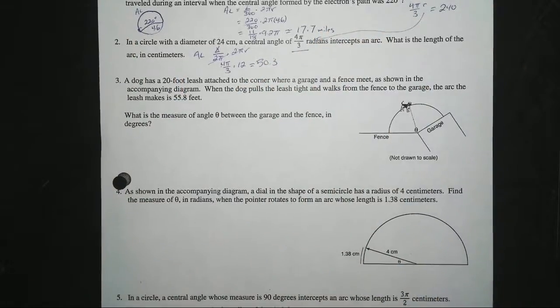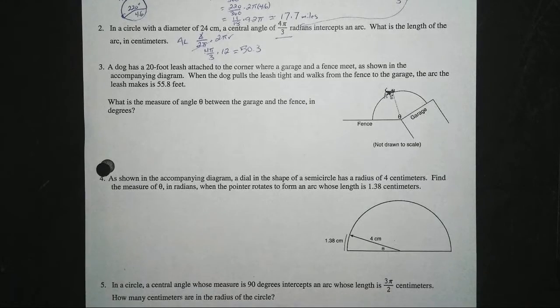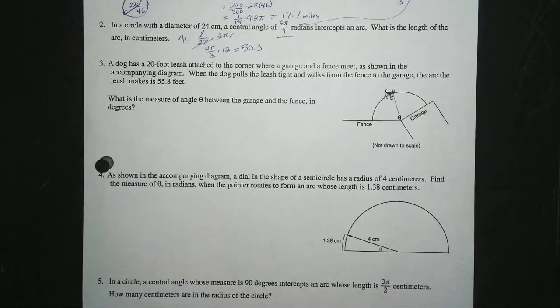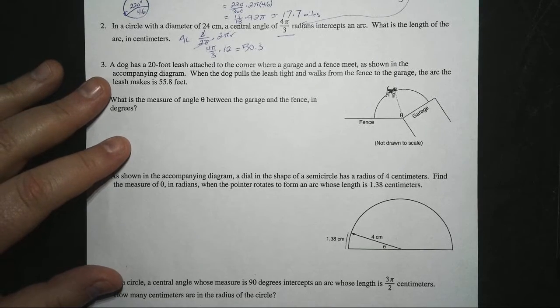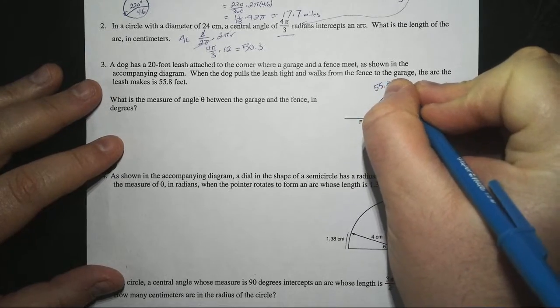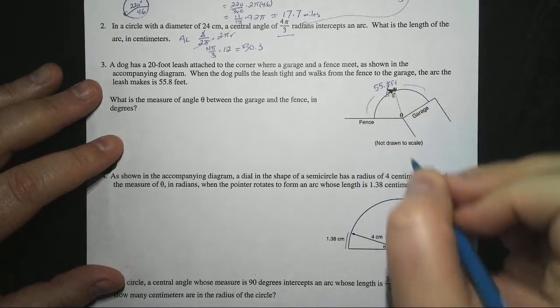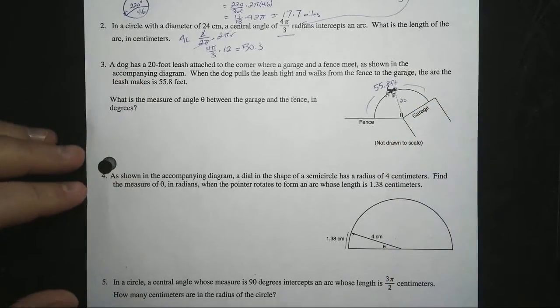All right. Okay, and number 3, a dog has a 20-foot leash attached to the corner where a garage and fence meet, as shown in the accompanying diagram. When the dog pulls the leash tight and walks across the fence to the garage, the arc makes 55.8 feet. So that's the length of this arc. We know that the leash is 20 feet long when she's pulling it taut, so that's the radius.